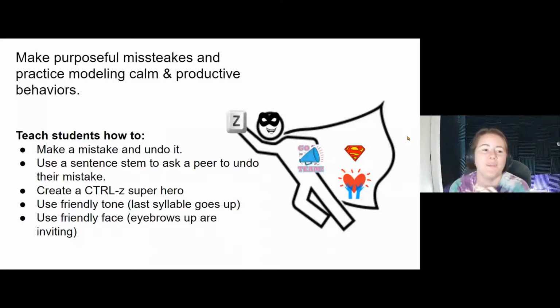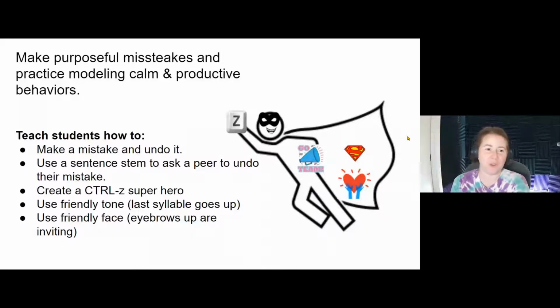And then I even do a lesson with kiddos where they make mistakes on purpose. So I have a whole slideshow. They go in, they make a mistake, and they press the undo button. They make a mistake, they try Control Z. I use sentence stems so that peers know how to say, hey, it's okay, just Control Z it. My youngest students even make a Control Z superhero, and they use their language arts time to write about why this is a superhero.